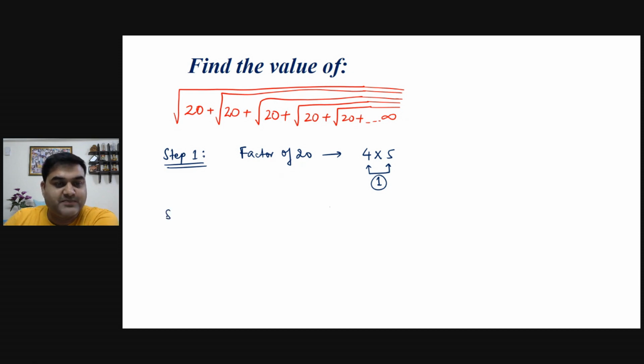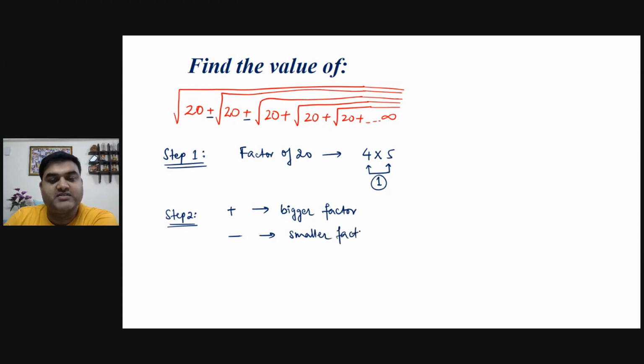Now, step number 2. In the factors, now let's go to the question. If in the question it is given a plus sign, then choose the bigger factor. If it is negative, your answer will be the smaller factor. And that is the answer.